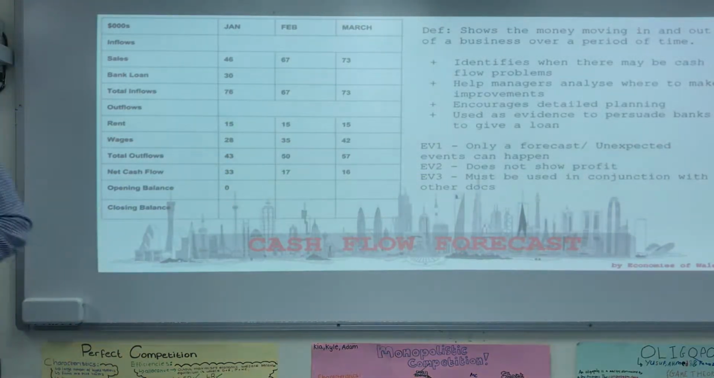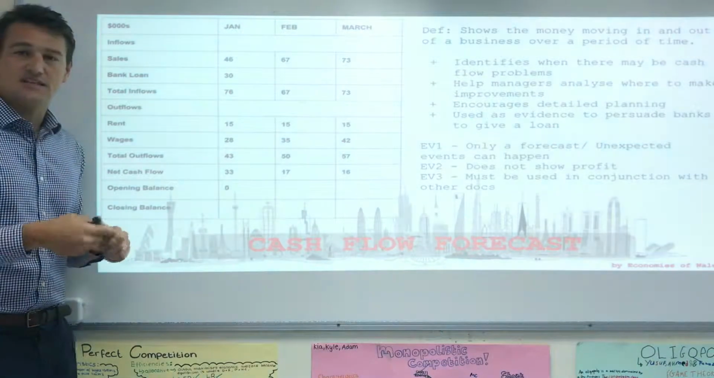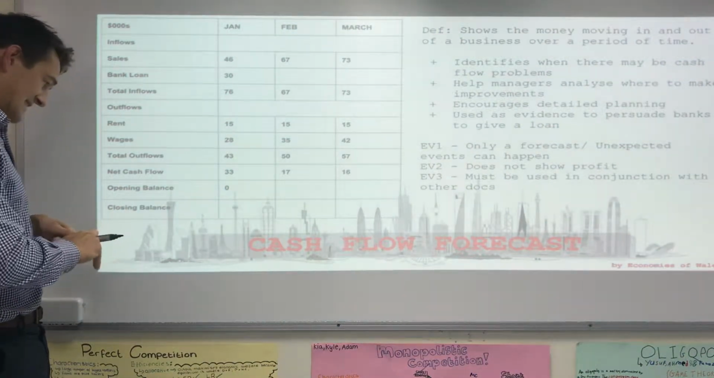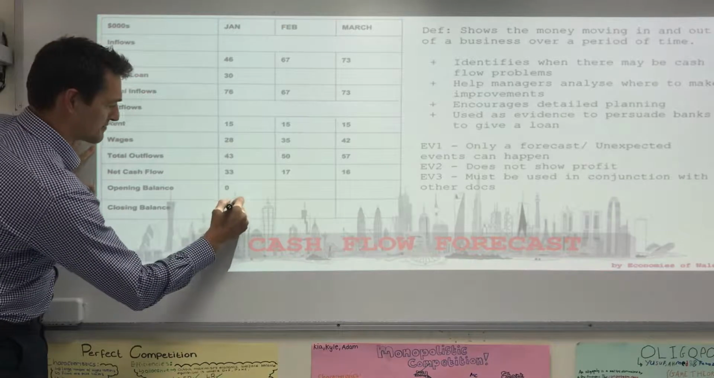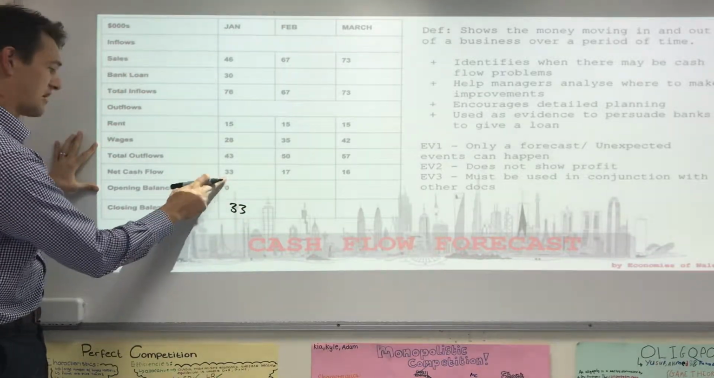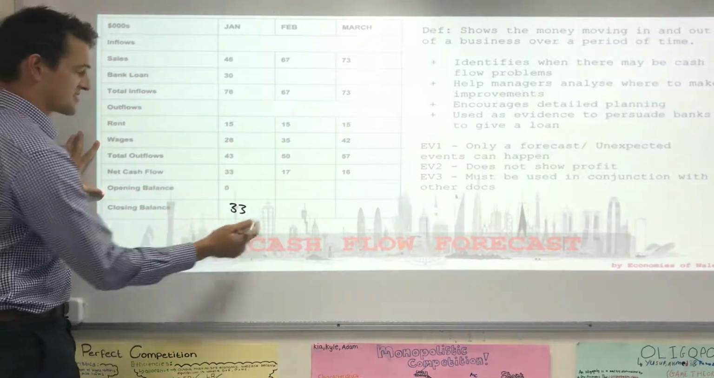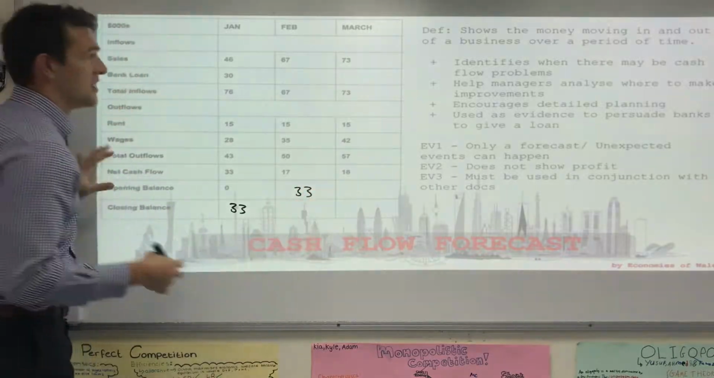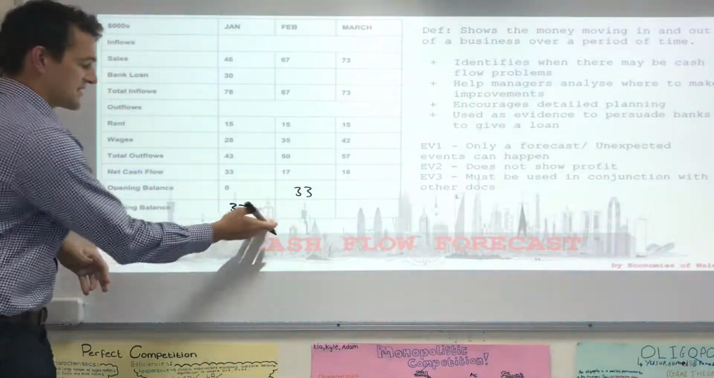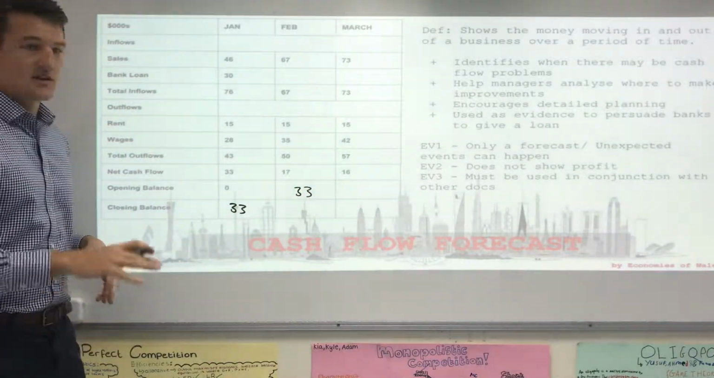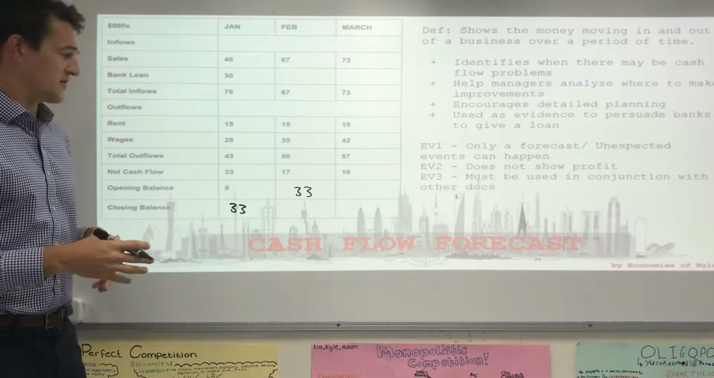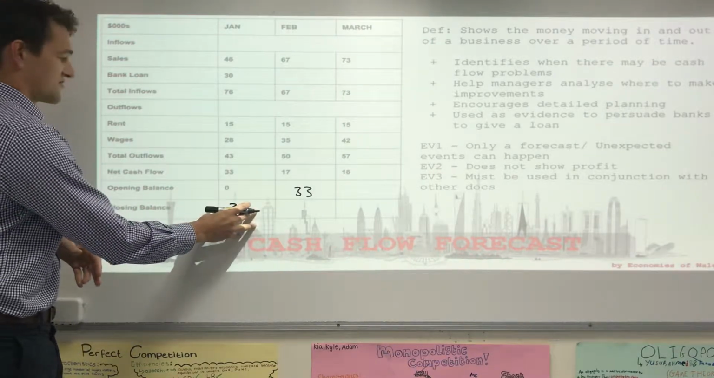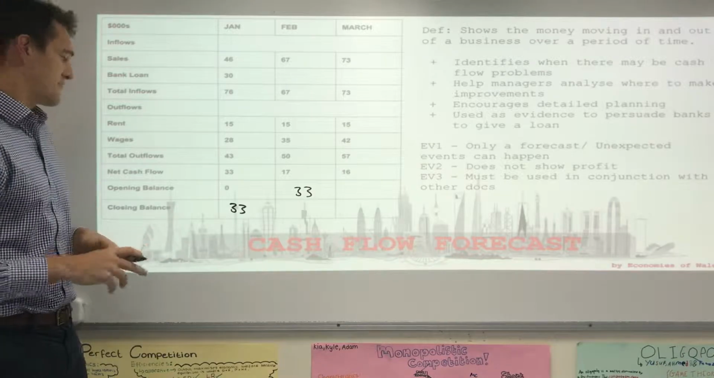Now to emphasize this point, I'm going to pretend this business is a brand new business with 0 in the balance. My closing balance is 0 plus the 33 I made that month. This 33 carries over to the following month. I start February with 33. There's no transaction that happens that isn't recorded on this document. So the 31st of January is going to be exactly the same as the 1st of February.